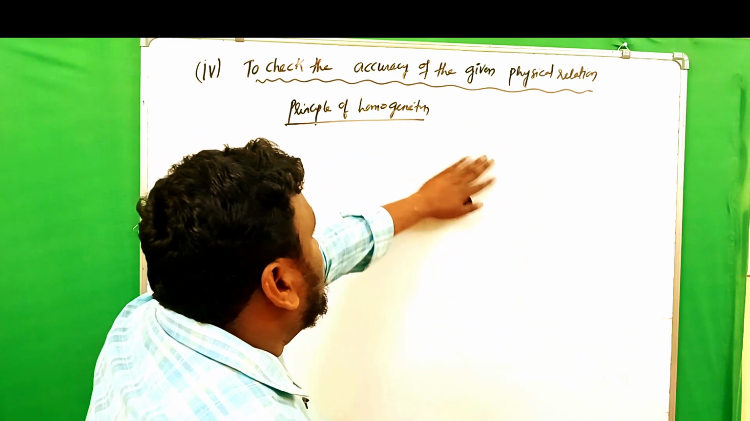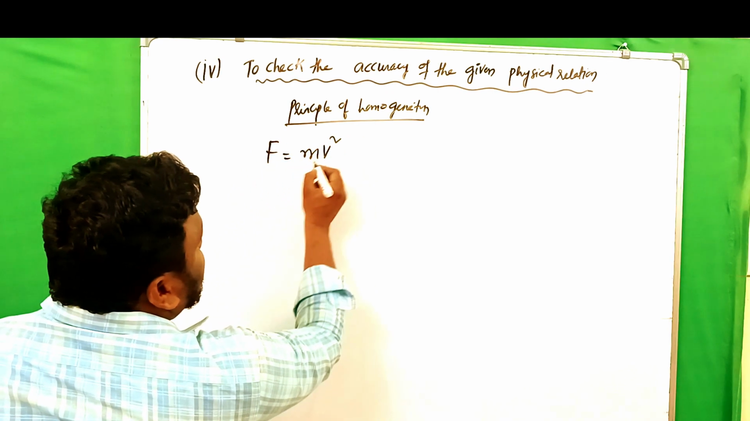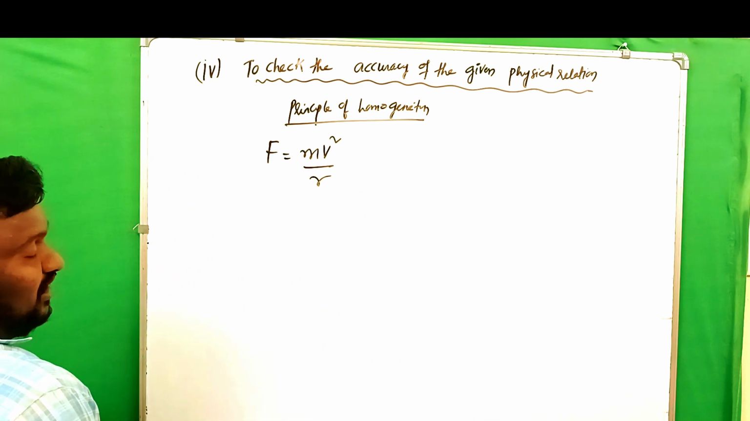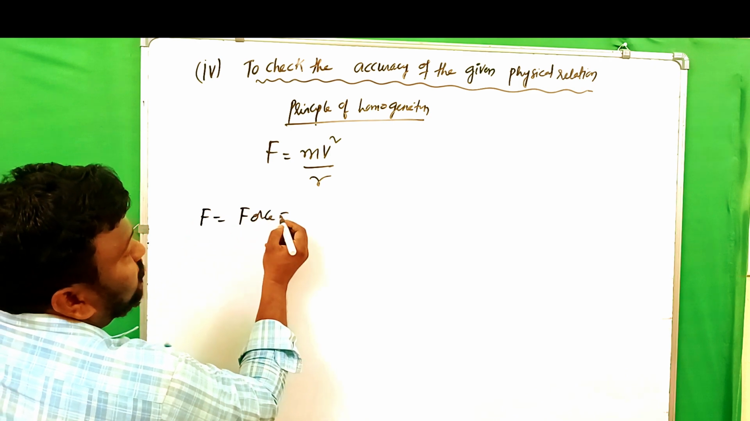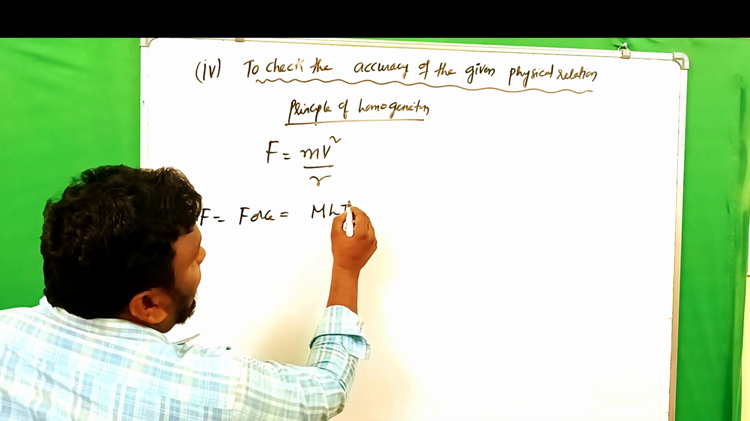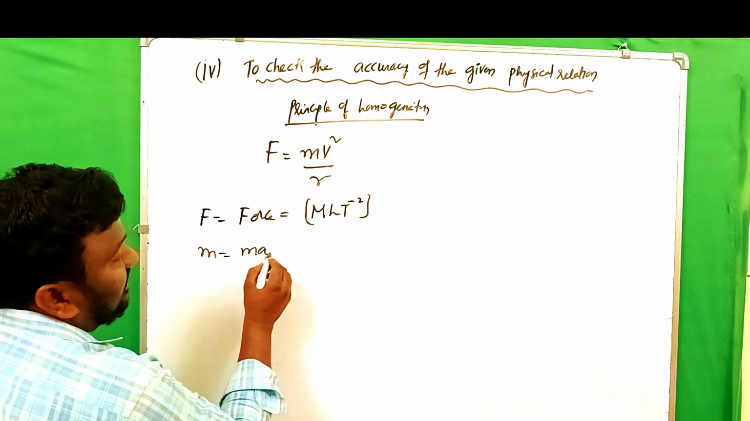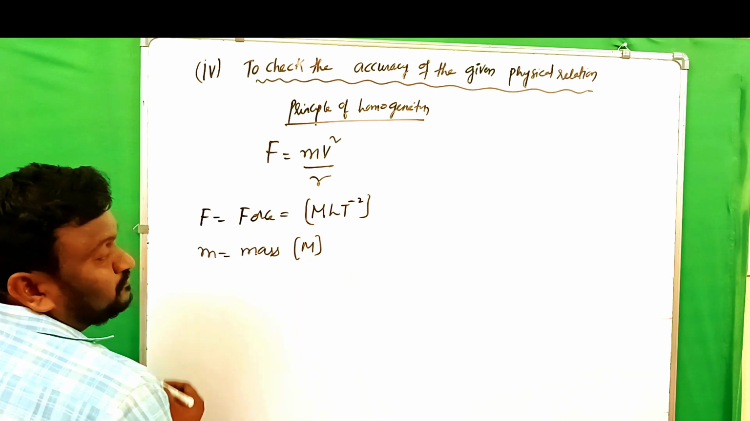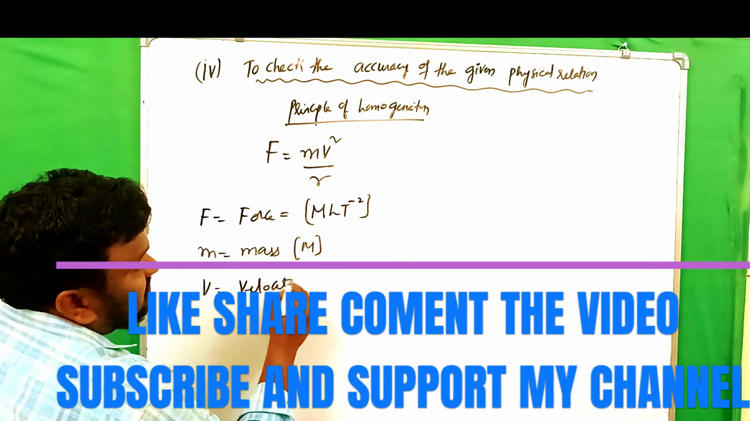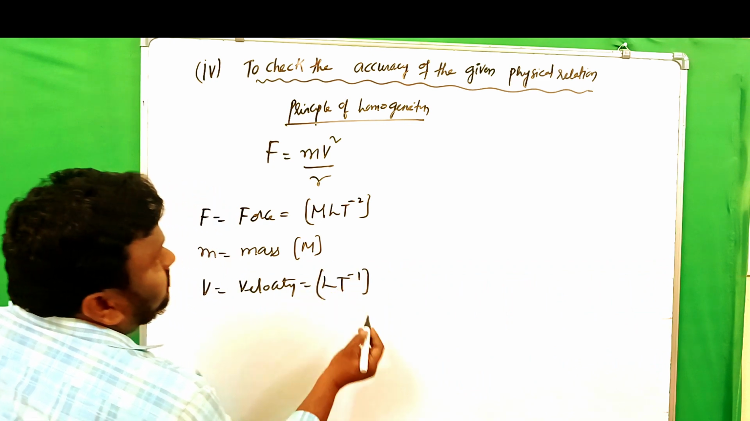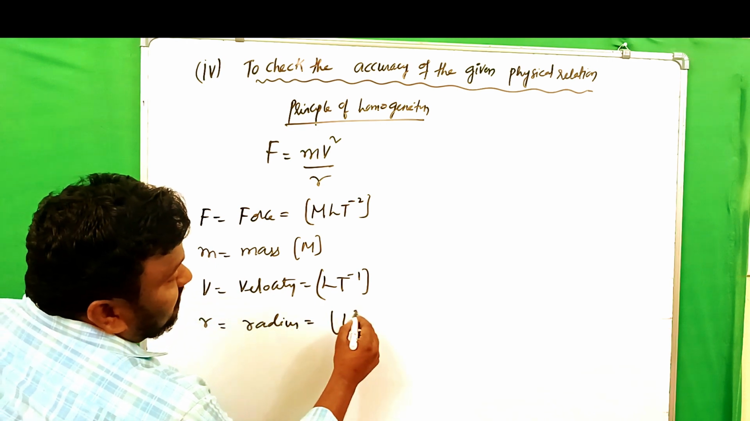So now here I am giving one example. Now here centripetal force F is equal to mv square by r. This is the equation. Here what is F? F is the force. Its dimension formula is what? M L T inverse 2. And now here what is m? Mass. Its dimension formula is what? Capital M. And now v is what? Velocity. Its dimension formula is what? L T inverse 1. And r is nothing but radius. That is what here dimension formula is L.